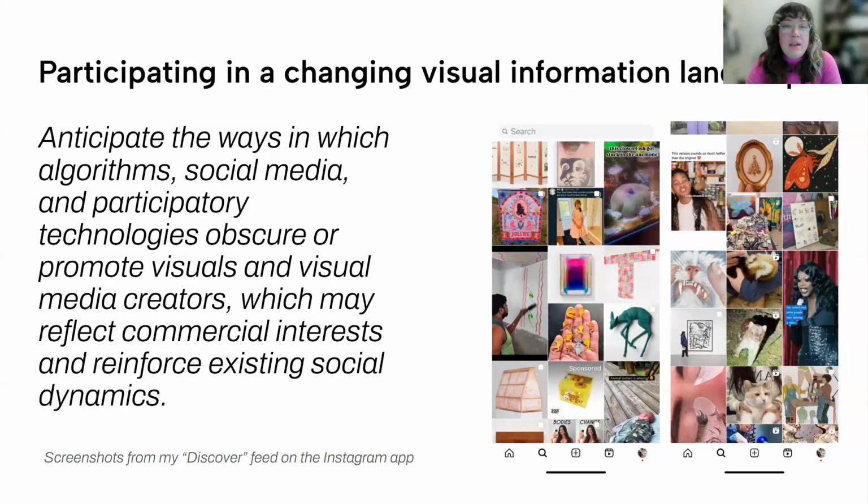So depending on an algorithmically determined feed like this as the main way you encounter new visual inspiration as a developing art student can really mean that you're enclosing yourself in a feedback loop. So you're just seeing more of what you are already interacting with.